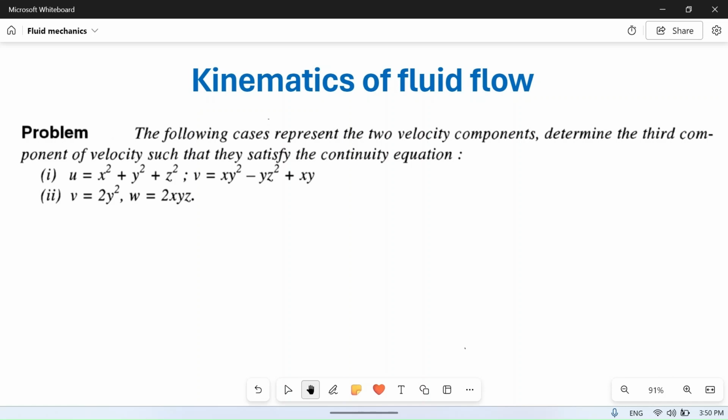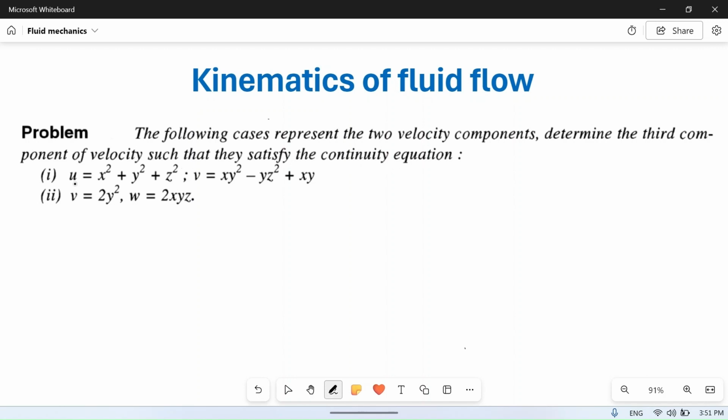So in this video we will solve a numerical problem which is based on the kinematics of fluid flow, and in this topic this numerical problem is based on the continuity equation. Okay, so let's read the problem. The following cases represent the two velocity components. Determine the third component of velocity such that they satisfy the continuity equation.